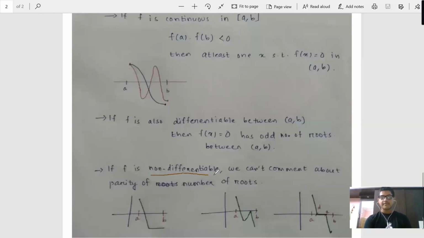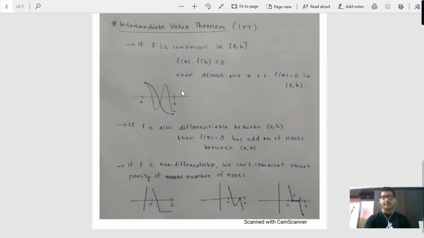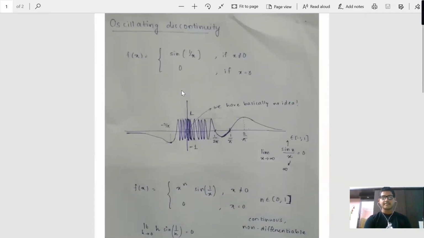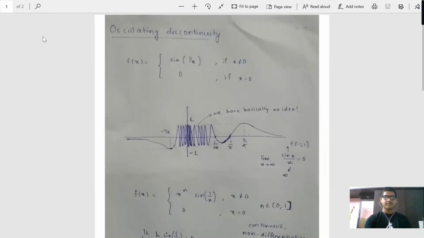Okay, so I covered 3 important things here. One is the intermediate value theorem, properties of continuous functions, and one more thing is oscillating discontinuity. Fine, so let's stop here for today, and in the next class I would cover some important things, like there is one more theorem especially for onto functions. We would cover that in the next class, and I would cover some more problems.